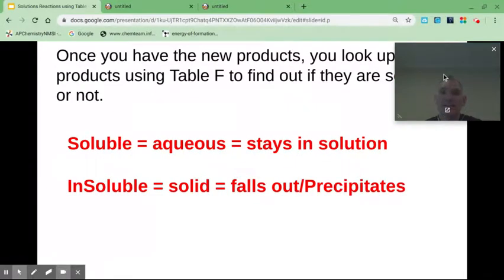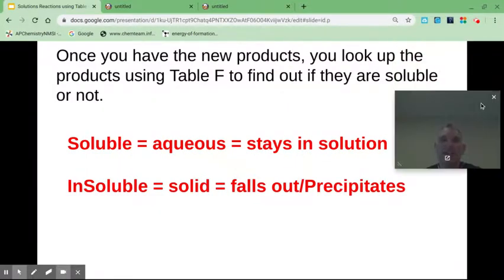Now, let's take a look at the other part of the process. Once we have our products, we are then going to use table F to find out if they're soluble or not. Now, we used table F in previous lessons, so you should be pretty confident with this process. If table F says that something is soluble, it's aqueous, which means it stays in solution. If the component is insoluble, that means that it's now a solid.